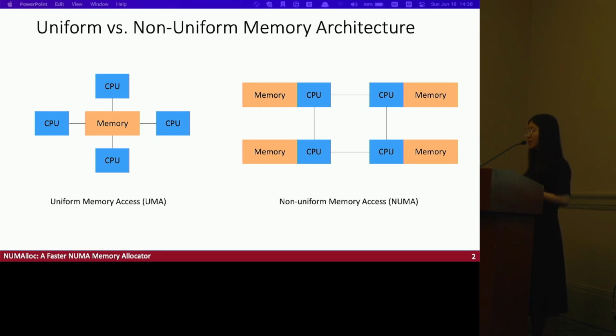Different from UMA, each processor has its own memory called local memory, and processors are also able to access other processors' memory, called remote memory, through the interconnect link. This process is called remote access, which is known as one of the notorious performance issues on NUMA architecture. A remote access is typically more than 2 times slower than a local access, thus hurting performance. Our work tries to mitigate this issue in the memory allocator design.